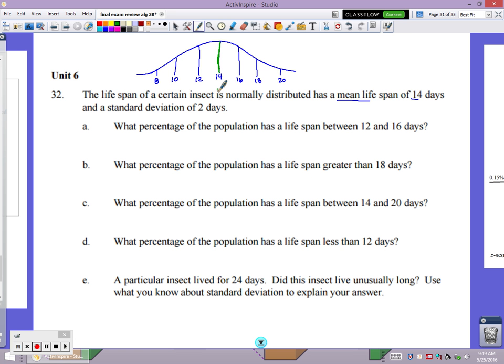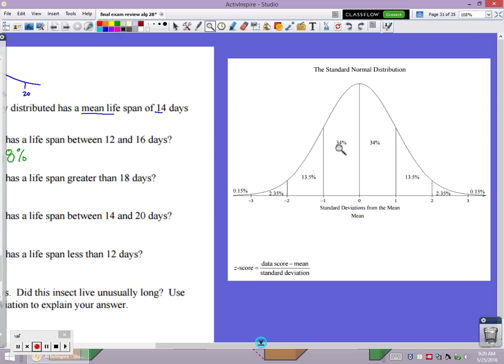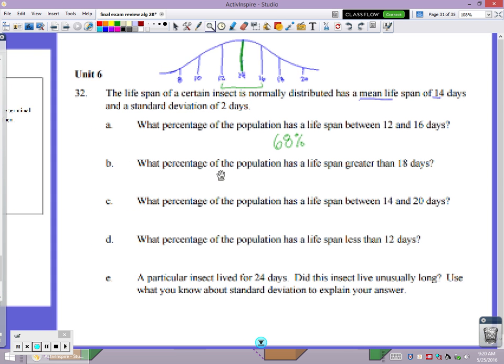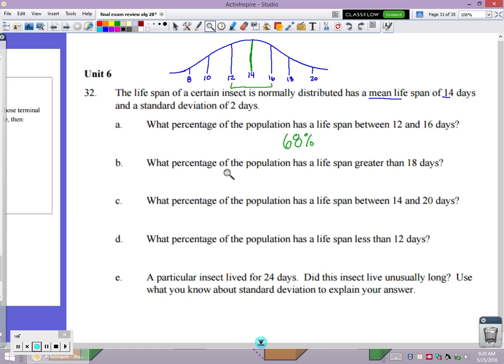What percentage of the population has a lifespan between 12 and 16 days? Oh, well, look right there. I see 12 and 16. Well, that's easy. This is 34 and 34. In total, 1 deviation away from the mean has 68% of the data. If I wasn't sure or I forgot, I could double check here and add up those percentages. I'm going to make a little copy of that so I don't keep going back and forth.